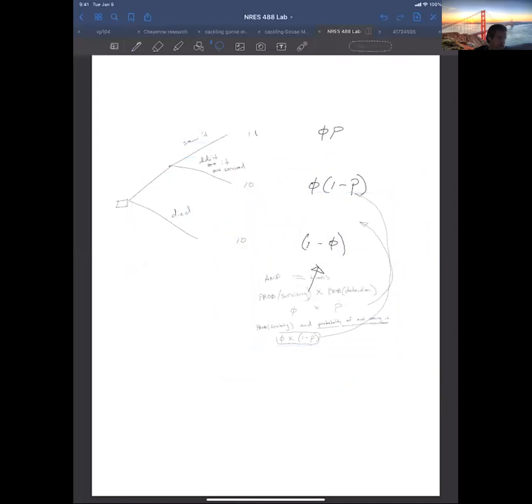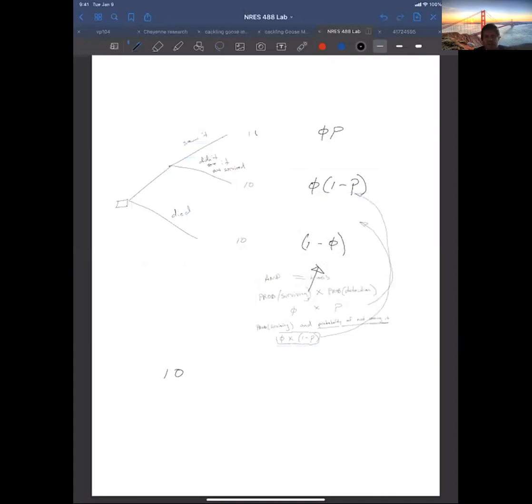Okay. Now, the last one is just the probability that it died, and that's just 1 minus phi. So that one's a little more self-explanatory. But if we see a 1 or a 0 there in our data, there are two things that could have happened, right? We could have survived and we didn't see it, or it could have died.